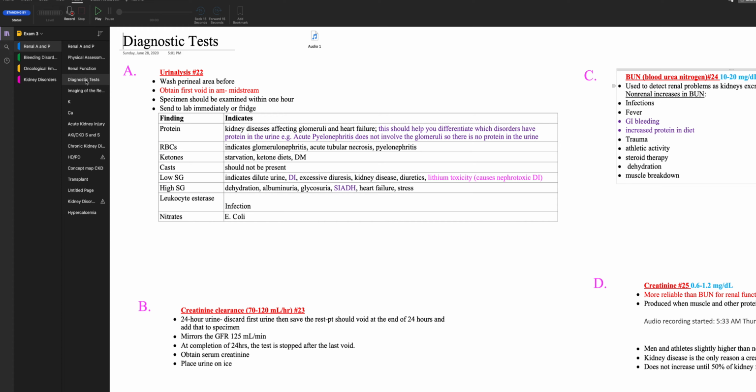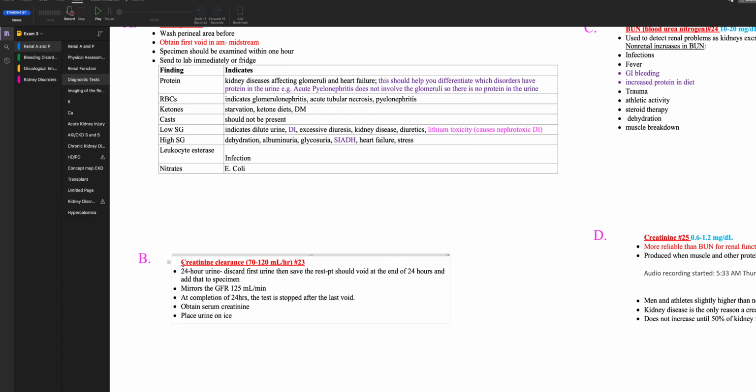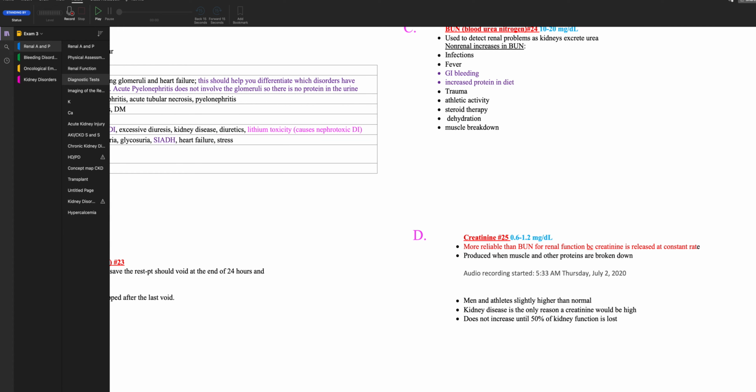Leukocyte esterase, that would be present in pyelonephritis, and that means infection. Nitrates mean E. coli, again, elevated in pyelonephritis. The creatinine clearance is the most accurate way to determine kidney function. Okay, and it mirrors the GFR, so that's the most accurate, but you have to do a 24-hour urine to determine it, so it's not done that often.